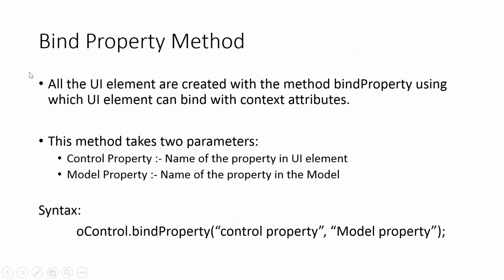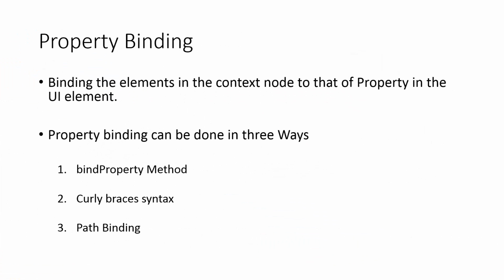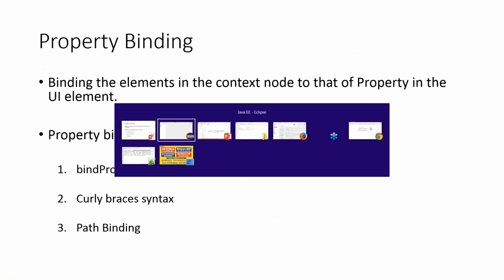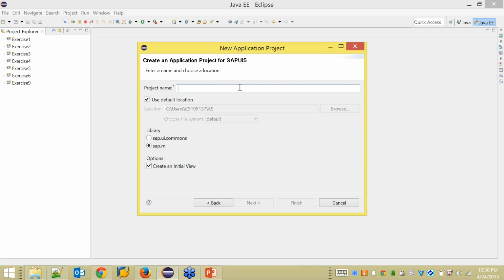So property binding is basically binding a property in a UI element with the property in the model. It can be done in three ways. One is using the bind property method, the other is using the curly braces syntax, and the third is using the path binding. So I will jump into the system and create a simple project, and I will be explaining how these three different types of bindings are done.